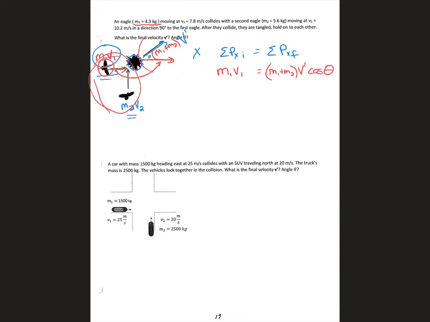Now, we don't know what that angle is. We're about to put it in. The actual unknowns are going to be V prime and the angle theta, and we'll have two of them, and we'll see how we're going to work that. This is pretty challenging, but I think we're up to it.